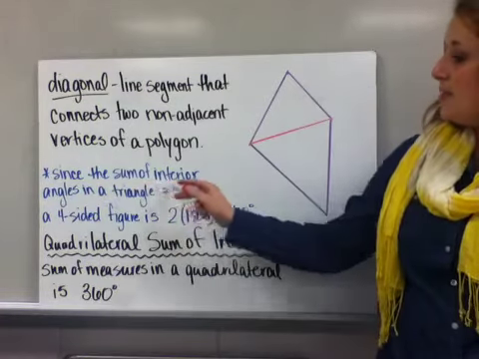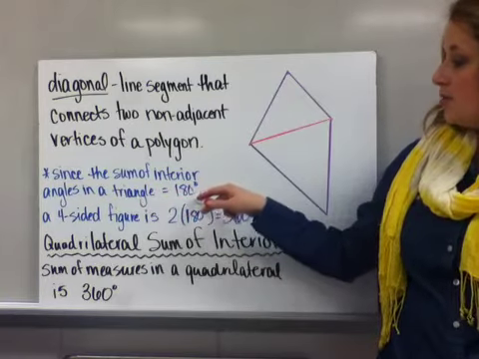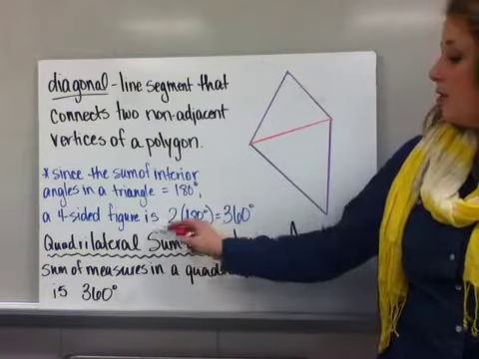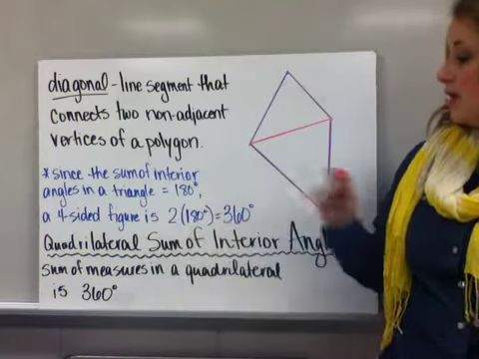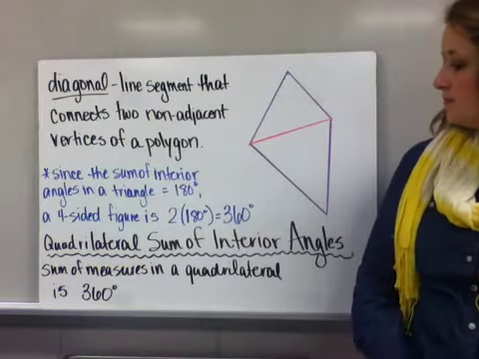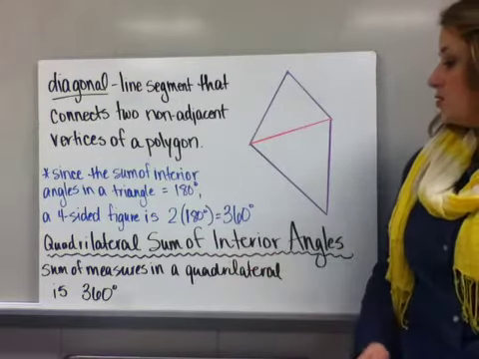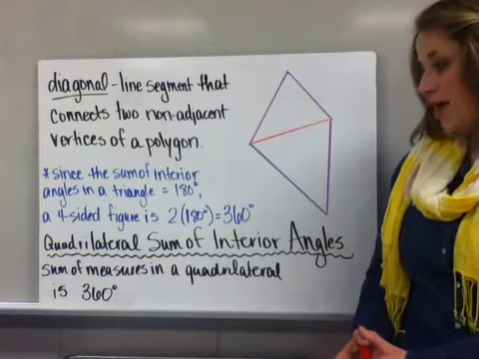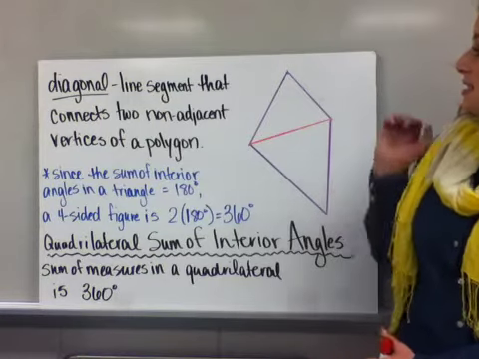Since the sum of interior angles in a triangle is equal to 180 degrees, a 4-sided figure, a quadrilateral, is 2 times 180 degrees because it's been split up into 2 triangles. So that brings us to the quadrilateral sum of interior angles. The sum of the measures in a quadrilateral is 360 degrees.